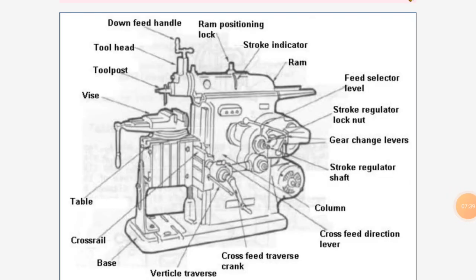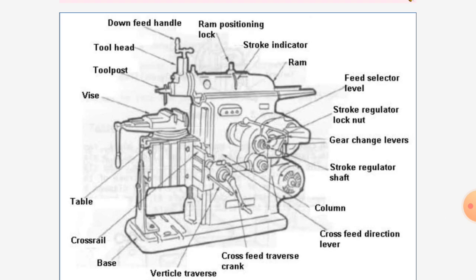Next is ram. It is a reciprocating member of the shaper which holds the tool and reciprocates on the guideways on the top of the column by means of a quick return motion mechanism. It houses a screwed shaft for altering the position of the ram with respect to the work.